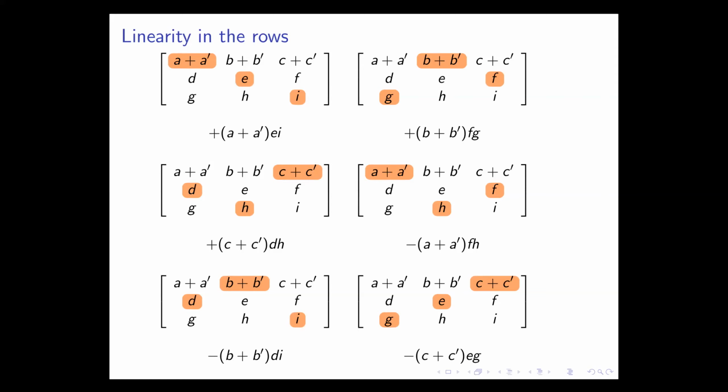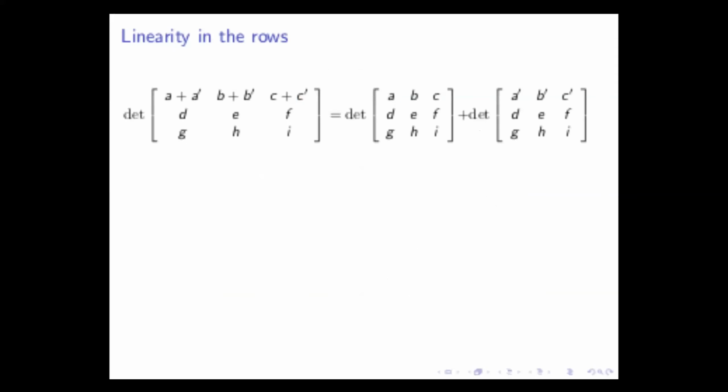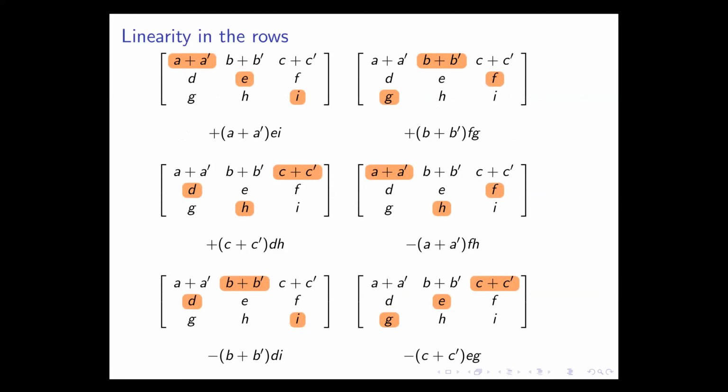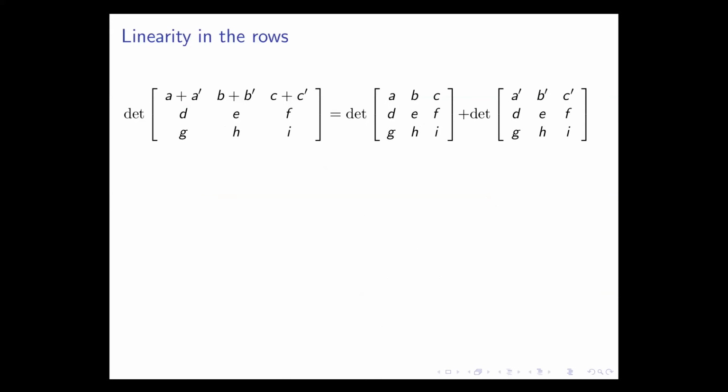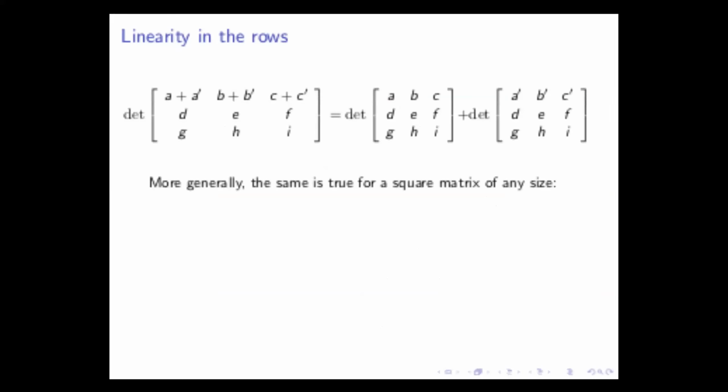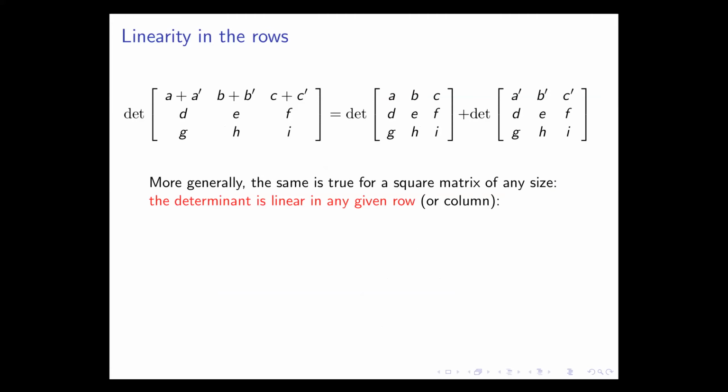we have this expression, these 6 terms, right? And then of course you can just expand it, so you can open up the parentheses in each of those expressions and expand it. And then instead of 6 terms, we have 12 terms, which can be conveniently combined into the determinants of 2 3x3 matrices. Well, generally, the same is true for any square matrix of any size, that the determinant is linear in any given row or column. Same can be done for column, right?